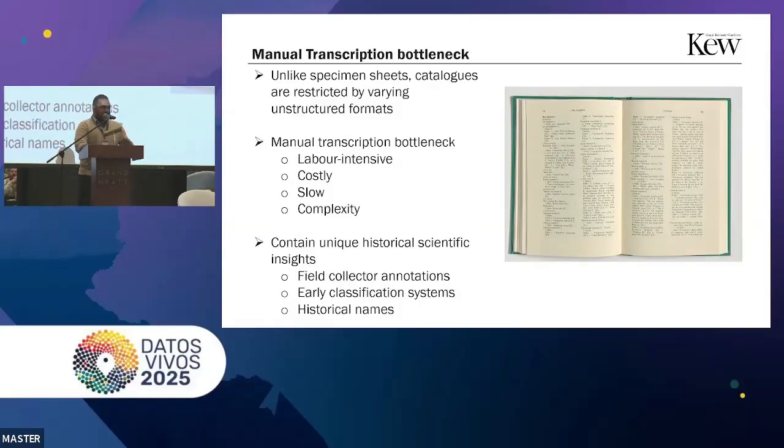So, as I was saying, the catalogs are restricted from the standard workflows we currently have, as they have varying unstructured formats. So they come down to what I call a manual transcription model. They take a long time to type out. They are costly and they're slow. Sometimes there are errors, but they're very important because they contain unique historical scientific insights, such as field collector applications, early classification systems, and even specimens that are not on GBIF.